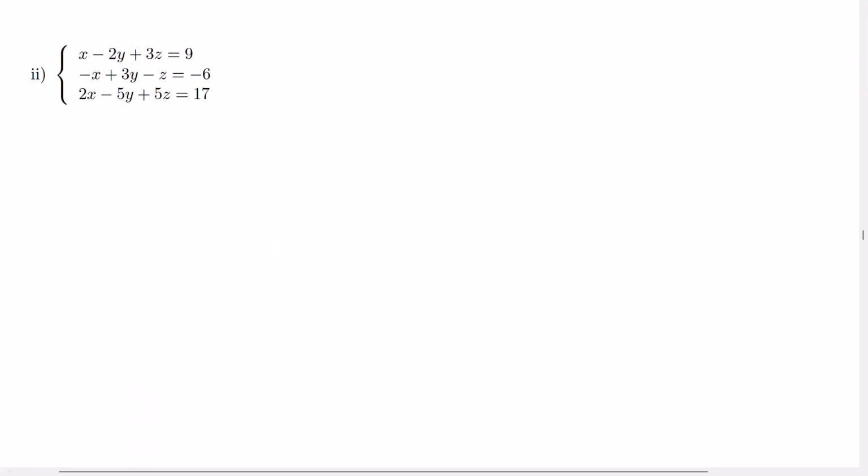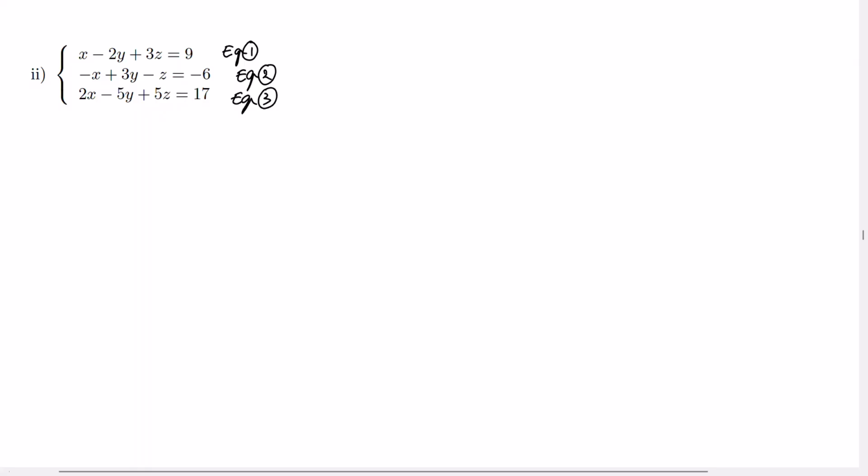Now we have x minus 2y plus 3z equal to 9, which we will call equation 1. Then we have negative x plus 3y minus z equal to negative 6, which we'll call equation number 2. And finally, 2x minus 5y plus 5z, which we'll call equation number 3. And again, the point is to eliminate one of the variables from two equations, then pick two different equations and eliminate the same variable.